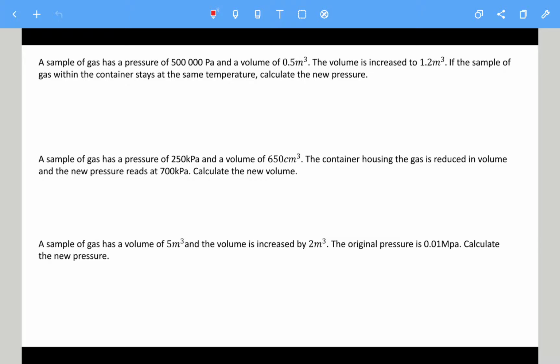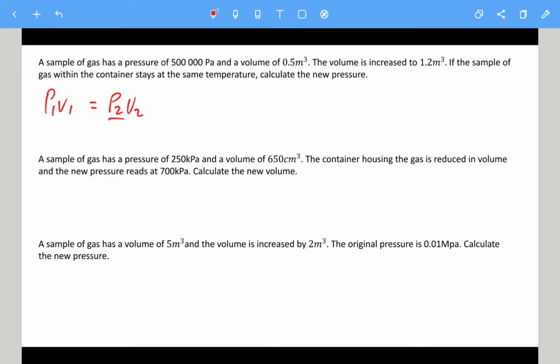A sample of gas has a pressure of 500,000 pascals and a volume of 0.5 cubic meters. The volume is increased to 1.2 cubic meters. If the sample of gas within the system stays at the same temperature, calculate the new pressure. So I'm going to start with P1 V1 equals P2 V2, and we want the new pressure, P2.